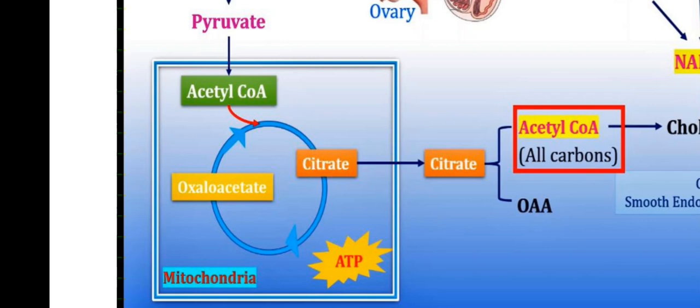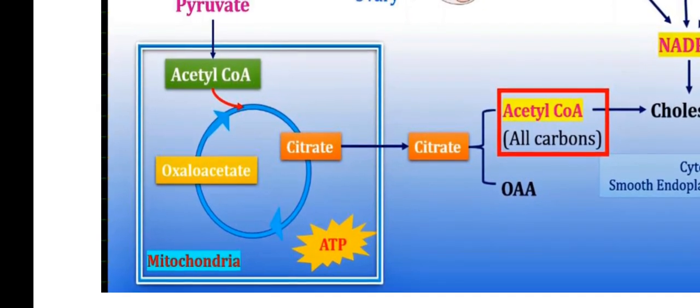Since acetyl-CoA can't leave the mitochondria, the body has a way to do it. It knows that acetyl-CoA can't leave but it needs it for cholesterol synthesis, so it combines acetyl-CoA plus oxaloacetate to form citrate. Now, this citrate is able to leave the mitochondria. So this citrate is going to be shuttled out of the mitochondria via what we call the citrate shuttle.